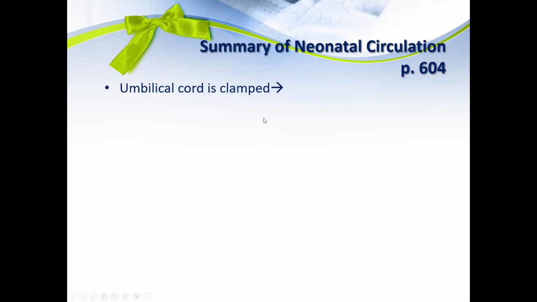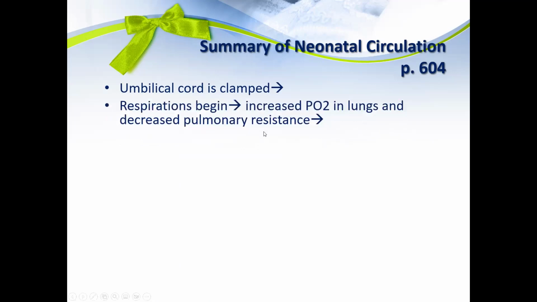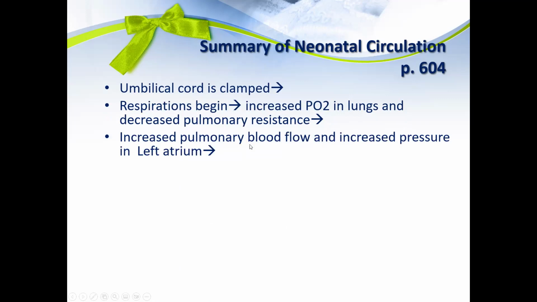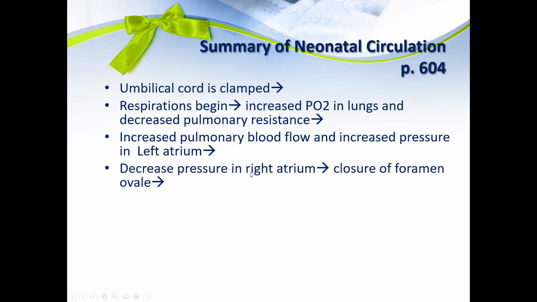Umbilical cord is clamped. Respirations begin. We see an increase of oxygenation in the lungs and a decrease in resistance to those lungs. Increased blood flow to the lungs. Increased pressure to the left atrium. The right atrium will have a decrease in pressure, but it's really the increase in that pressure in the left atrium that closes that foramen ovale.